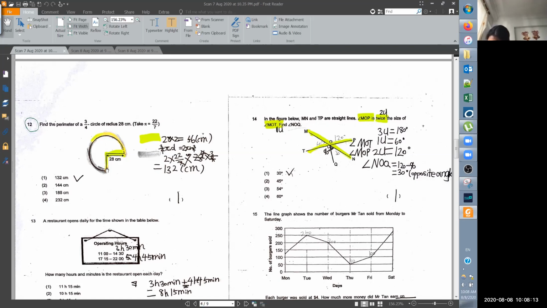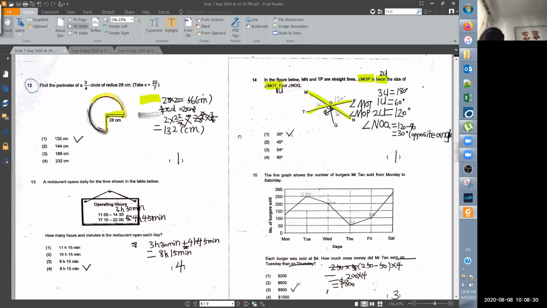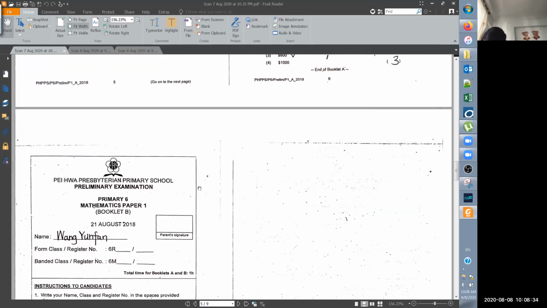You have to add the 28 and 28 because they want you to find the perimeter of this entire thing. They do not want just the 3/4 circle; they want you to find the entire thing. Okay. Next. This is a very common mistake. 14, no, nothing wrong with that. Pretty good.